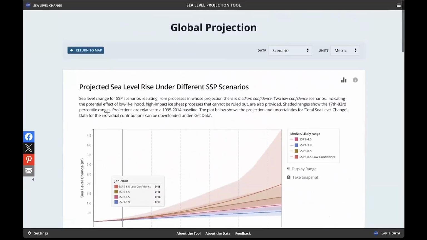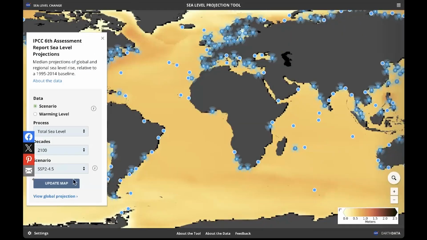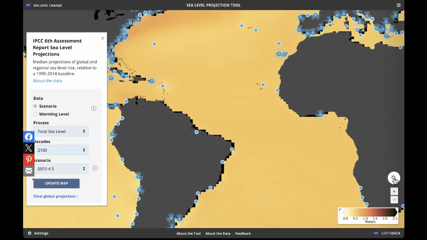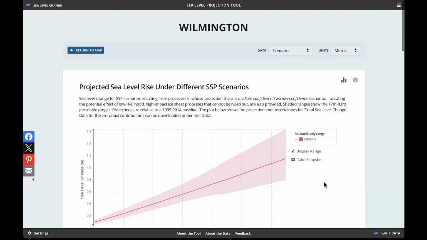Now, again, this is all global. I pulled this up on the left here under View Global Projections, but we can scroll around the map, we can zoom in, or we can search for different locations. So let's go to Wilmington, North Carolina, and we see these same results.